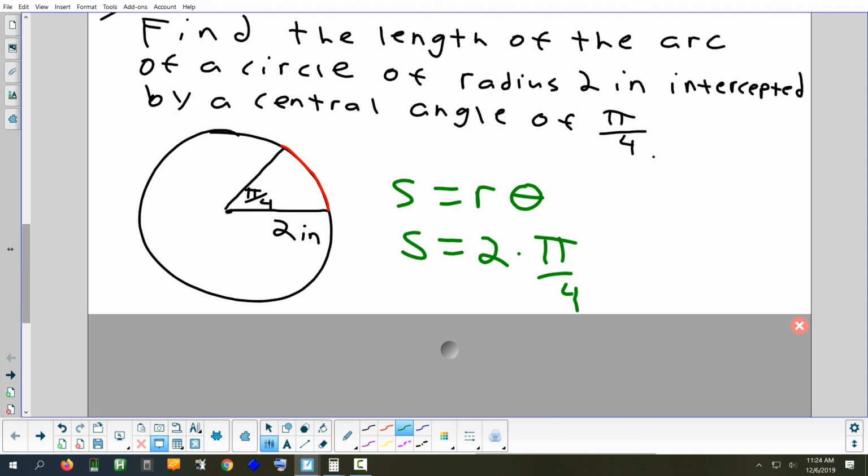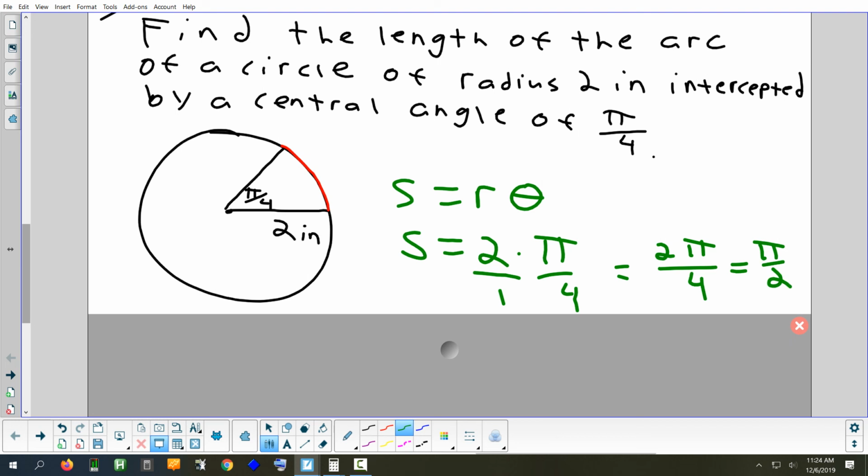If you're not sure how to multiply something that's a fraction times something that's not, just make the other thing a fraction. And now multiply straight across, or reduce first. You're going to have to reduce at some point. So we get 2 pi over 4. And if I reduce that, Caleb, what does that reduce to? Yep, pi over 2.